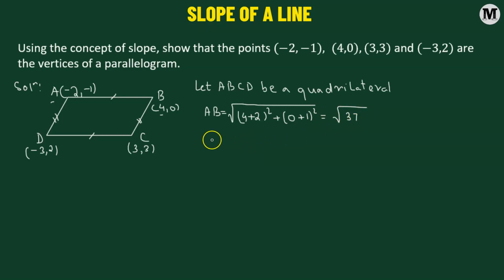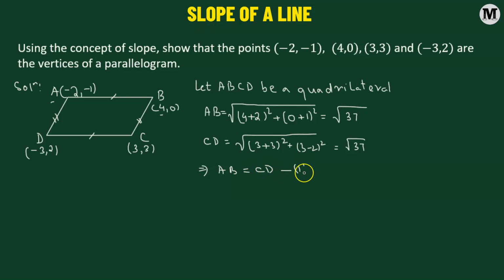Now we will find out the length of CD. So CD is going to be equal to, we'll take the square root, we'll again use the distance formula. So first we take the difference of the x coordinate, so that's 3 minus -3, that means we have 3 plus 3 squared. Added to, we have 3 minus 2 whole squared. So this is also going to give us a value square root of 37. Fine. So here we have obtained AB equals CD. So this implies that the length of AB equals the length of CD. We're going to keep it aside for the time being.